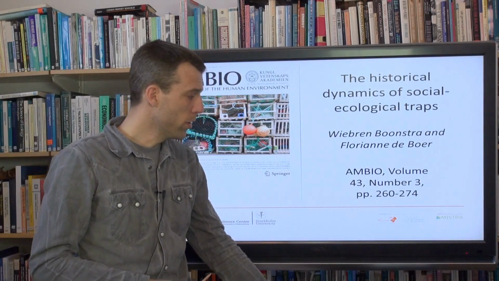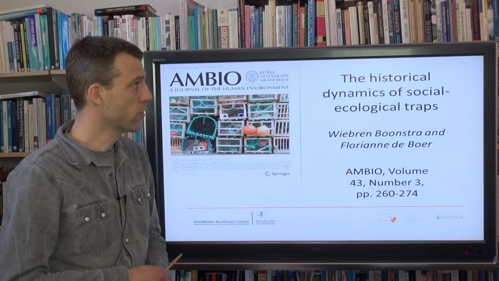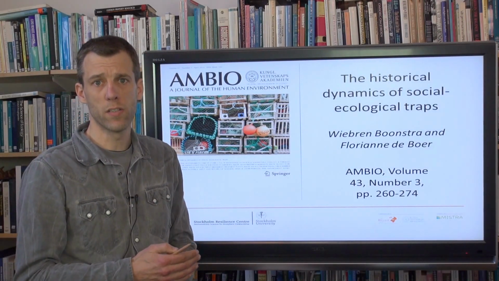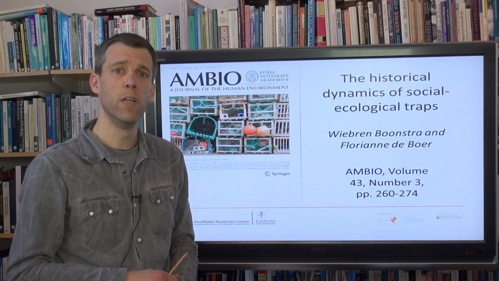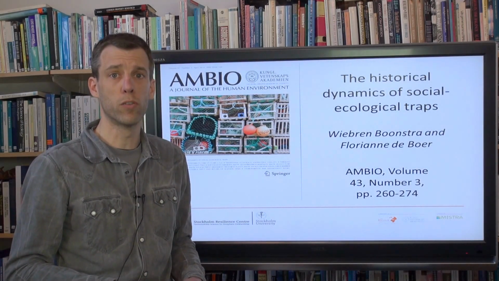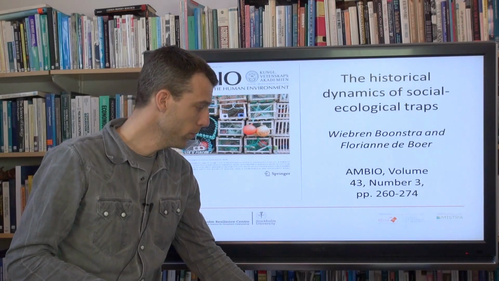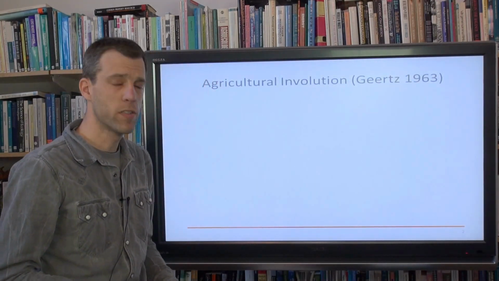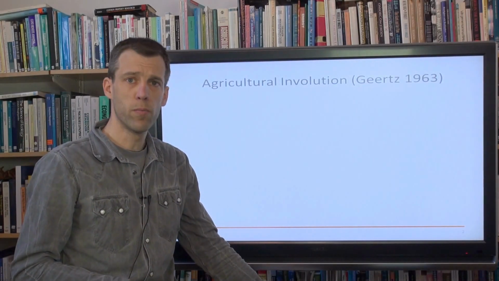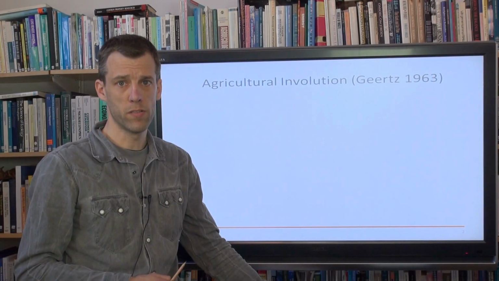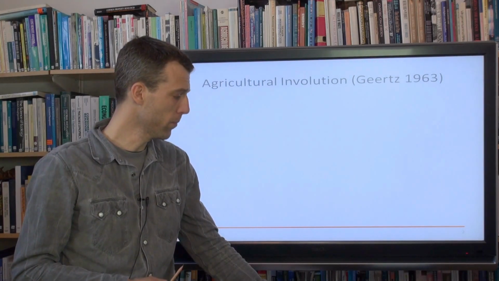We used path dependency as a concept to look at 4 different case studies. I won't go into these 4 now. I will just look at only one, which is the case study of agricultural involution. It was published in 1963 by Clifford Geertz to describe the persistent poverty of rural peasant families on Java in Indonesia.